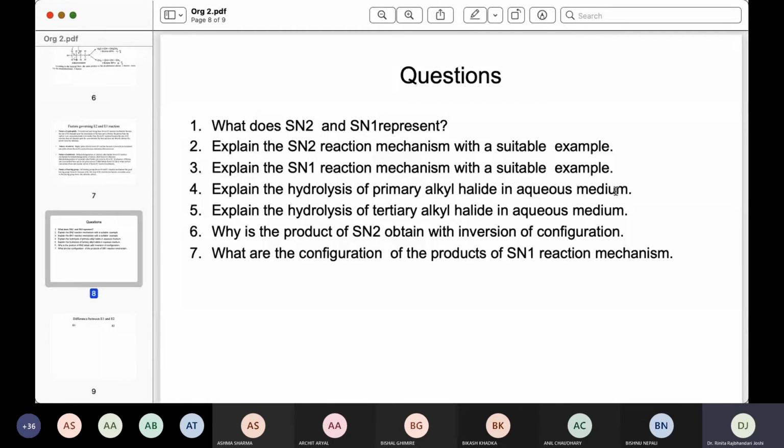Hydrolysis of primary alkyl in aqueous medium भनेपछि the SN1 SN2 E1 E2 कुन हो? चारवटा परेको त याद हुन्छ, कुन हो? Be clear. Mind set गरिसकेपछि then start writing है. Why the product of SN2 is obtained with only the inversion of configuration? 1 marks. What are the configuration of the product of SN1 reaction mechanism? If you have understood the SN1, SN2, E1 and E2 in detail, अब जताबाट question घुमाएर लेखे पनि अथवा straightforward question दिए पनि you can attempt, you can do it.